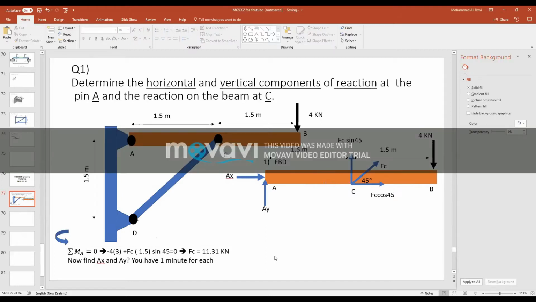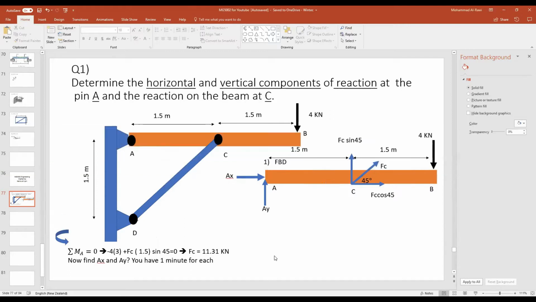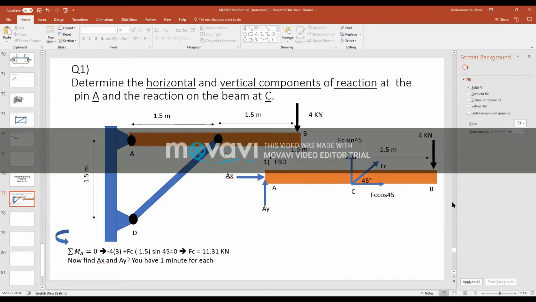So try to find, you can start either with summation of forces in the horizontal direction or summation of forces in the vertical direction, and then let's see how you can find the right answer. And please remember, this is forces, so you don't need to multiply it by distance. You only multiply by distance when it involves a moment.